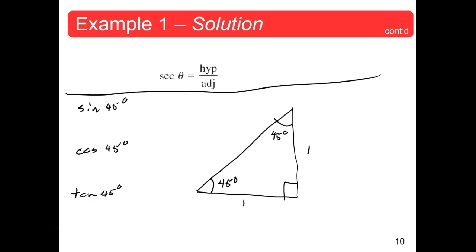And what does that tell you? If this is A, this is B, then this is C. So A squared, which is 1 squared, which is 1.